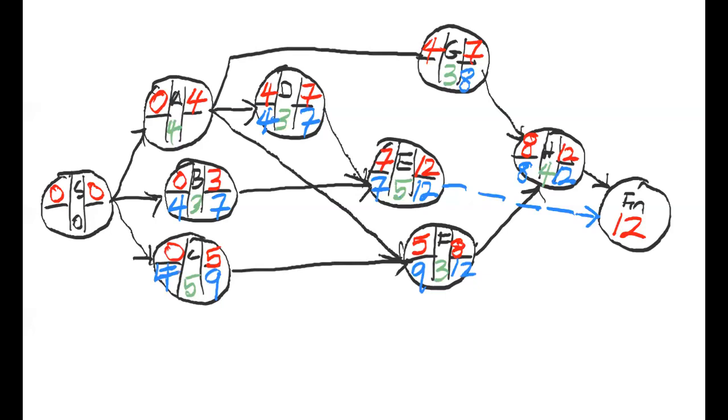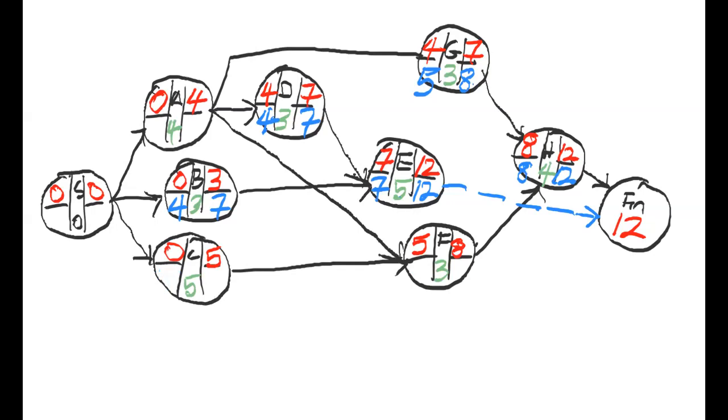All right, so 8 minus 3 is 5. Let me make sure I've not made any errors here. So 12 minus 4 is 8. Yes, I see my error here. So here for F, sometimes some things just look a little bit off to you. So let me correct that. Right? So I'm correcting something here.